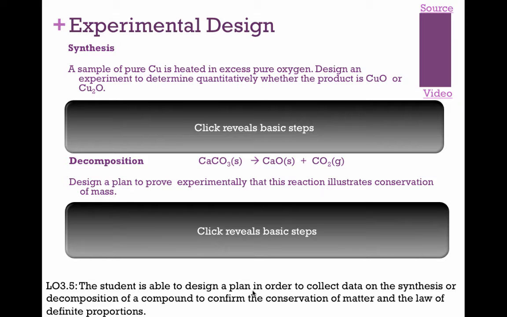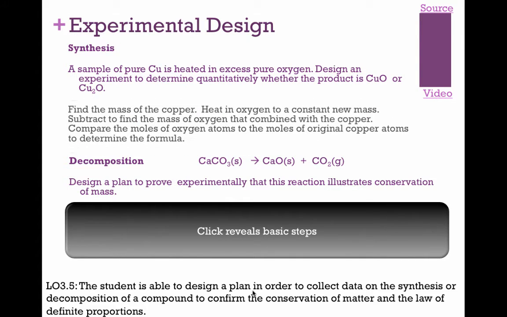So a sample of pure copper is heated in excess oxygen. Design an experiment to determine quantitatively. Quantitatively means with numbers. Whether the product is CuO or Cu2O. So copper 1 or copper 2. So just some basic steps for this.